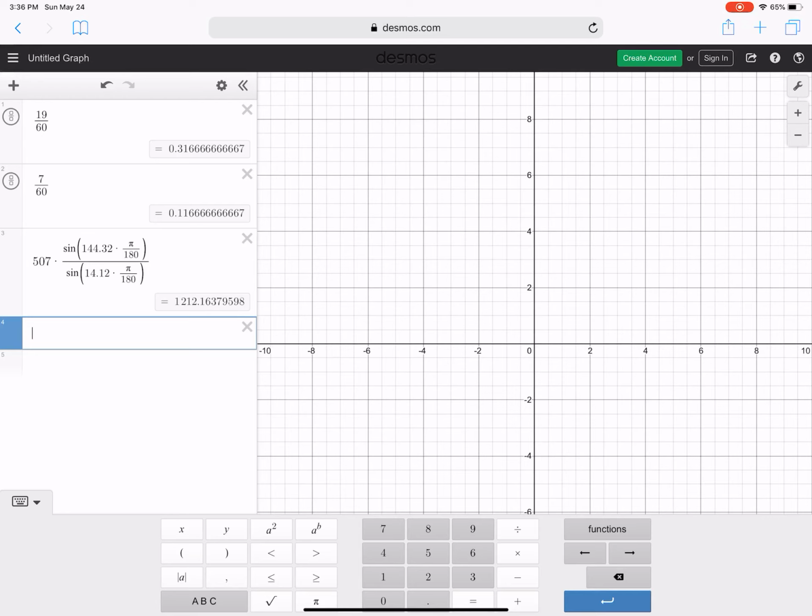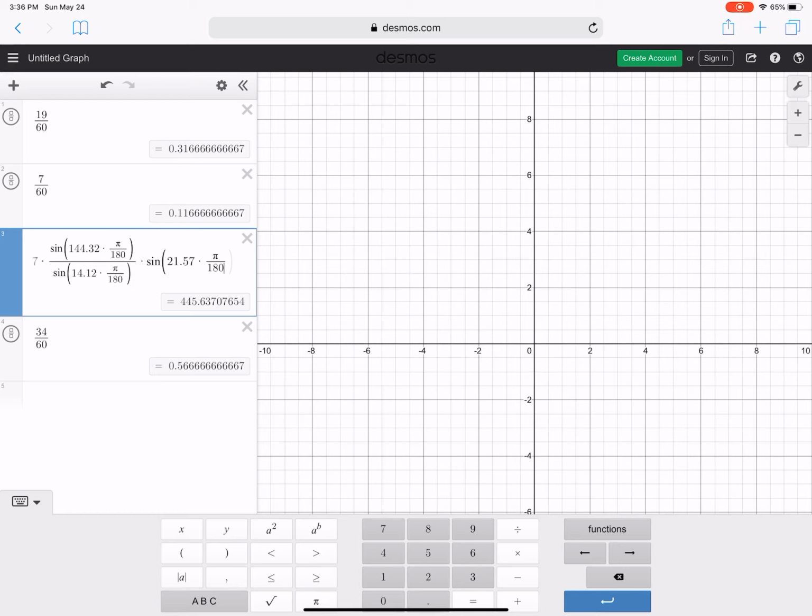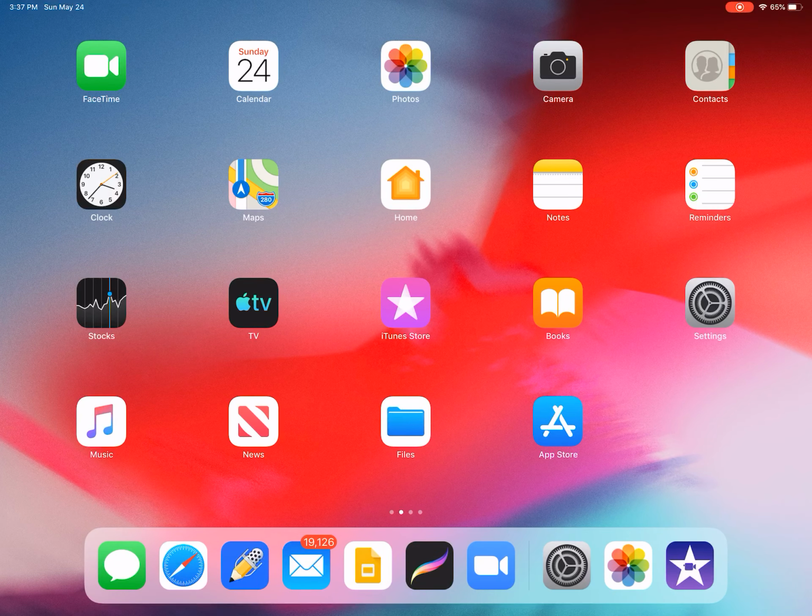sine 21 degrees 34 minutes. So 34 divided by 60 is 0.57. Okay, so we got this number. Go back here, times sine 21.57 and convert it into radians, times pi divided by 180. So we got the final result, 445.64. Okay, so let's go back to our problem.